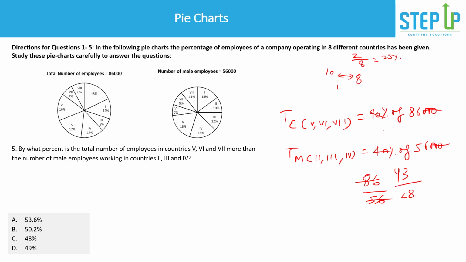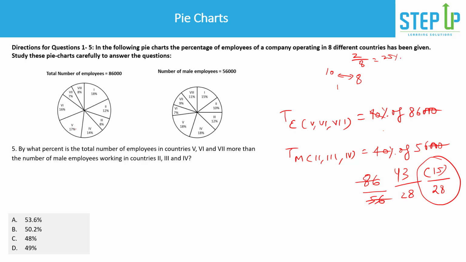Now I'm not able to find a number easily because 43 is a prime number. So all I have to do is find how much this is more than this. So how much is this extra? 28. That means 13 plus 2, 15. This is extra. On what base? On 28 base. So that means this is what you have to calculate: how much is 15 as a percentage of 28? Correct? That 15 is this extra number.